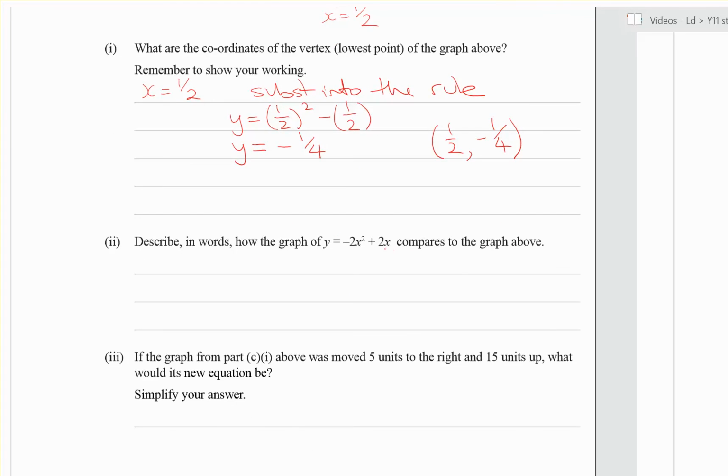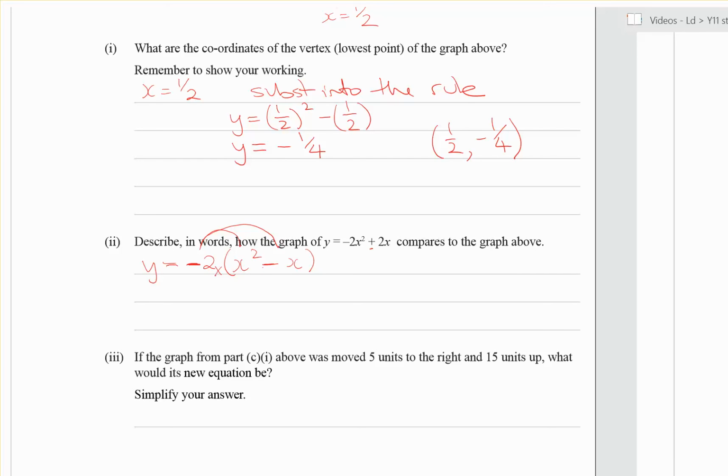Describe in words how this graph compares to the graph above. Right. First thing I'm going to do with this rule is factorise. Common factor of negative 2: x squared minus x. Now just check. We get the negative x squared, and then when I expand and multiply the two negatives together, it becomes positive 2x. And the nice thing is that what I have in brackets is the original graph.